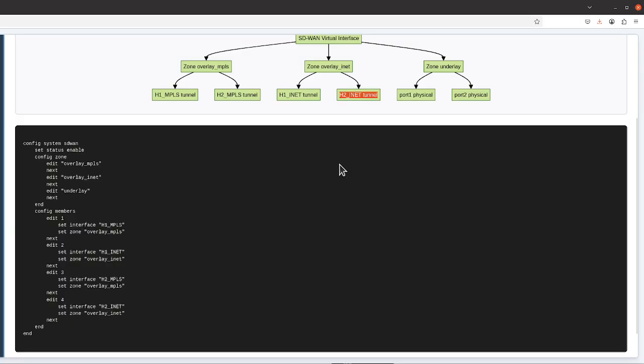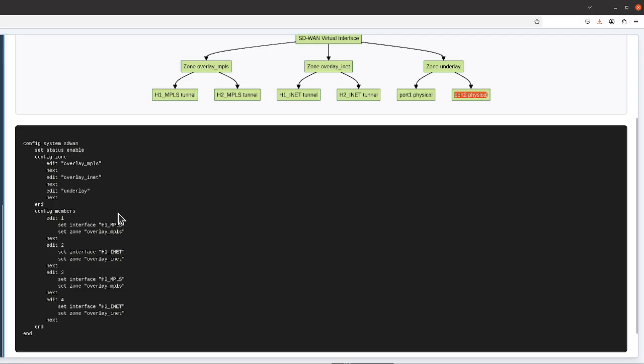The third zone is named underlay, which contains the raw physical WAN interfaces port 1 and port 2. We include the underlay zone in SD-WAN because some traffic, particularly direct internet breakout for software as a service applications, should not be encrypted into an overlay but should instead go directly out the local internet interface. The underlay zone gives us a policy hook for that local breakout behavior.